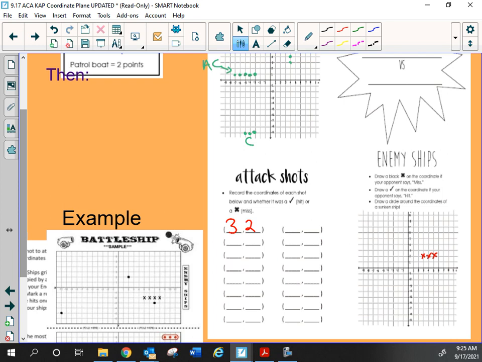Yes, sir. Why are there 2 columns? Because if that's not enough, then you go to the next column. Okay? Kayla? So this is where I have my boats, and this is where I'm going to record what I aim at my partner.